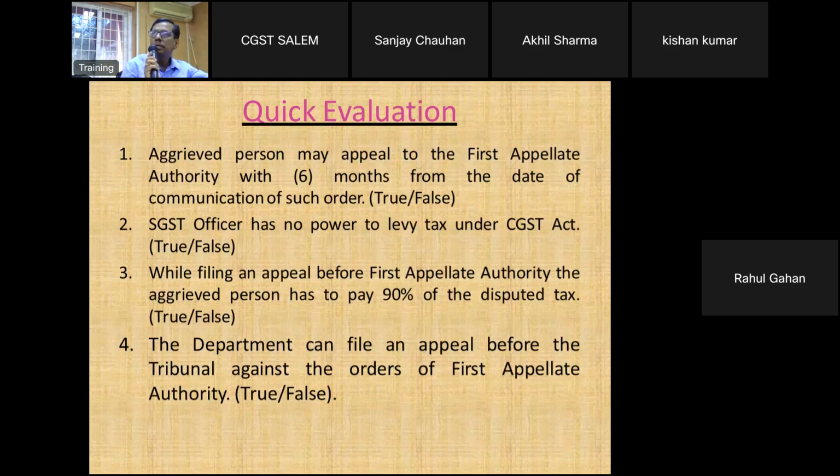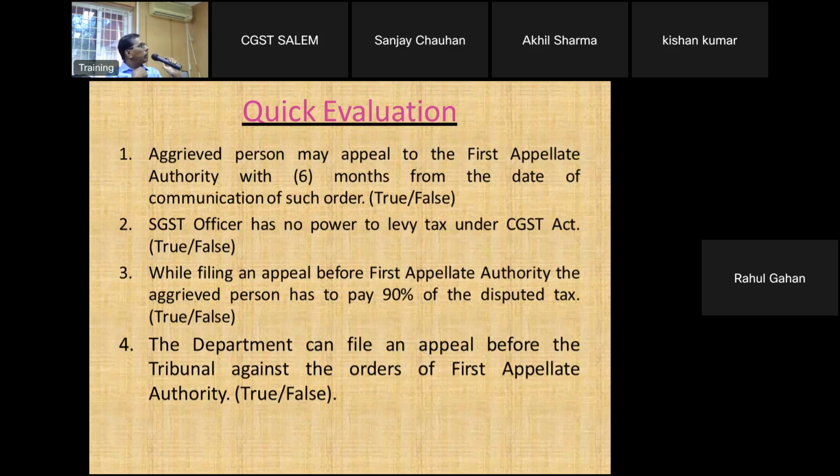Okay, can anybody answer the question? Identify the person who first applied within 6 months from the date of communication of such order. What is the requirement? If it is mentioned that it is the department, this is standard. This for the taxpayer is wrong, so it is both true and false. Next: CGST operator has no power to levy tax under CGST. Now, if it is an order of this kind, the taxpayer is of the state, and he will have both CGST and SGST. So you can demand, you can levy tax. Okay, no problems, all sections.